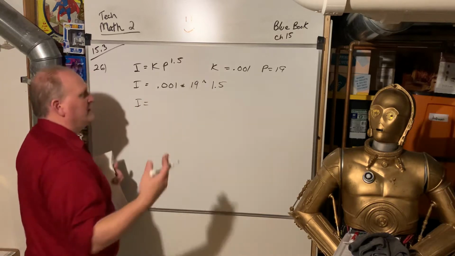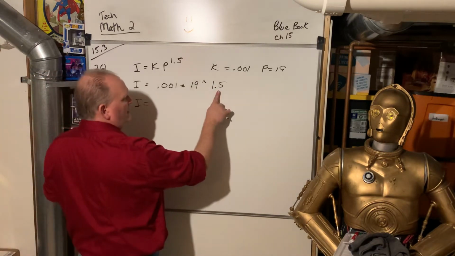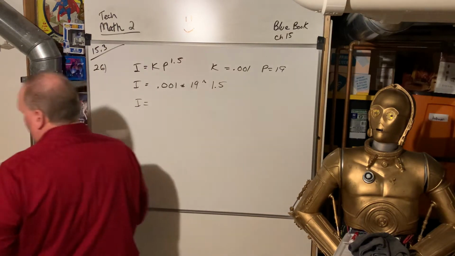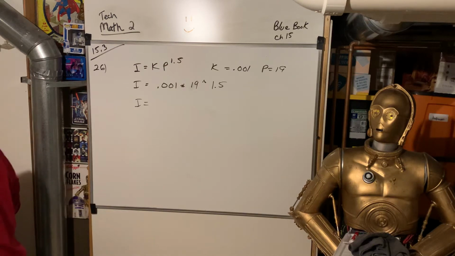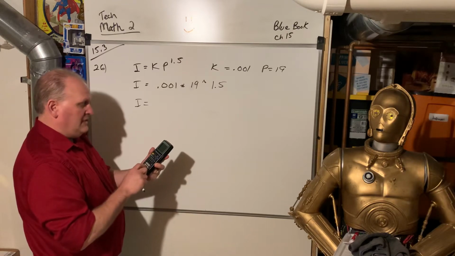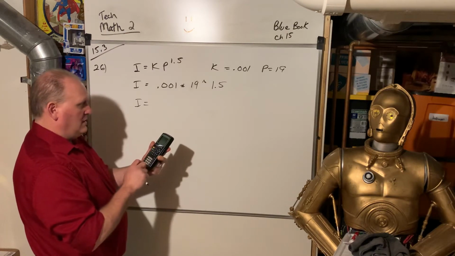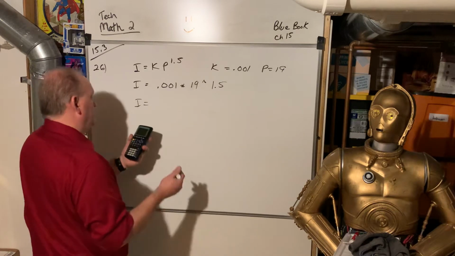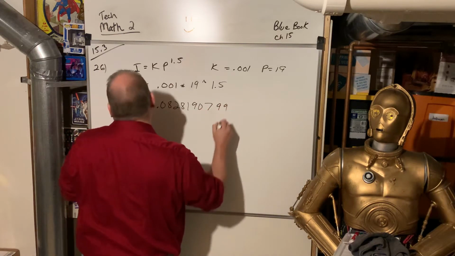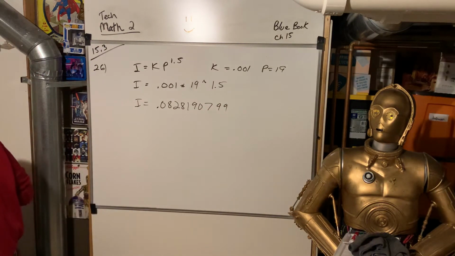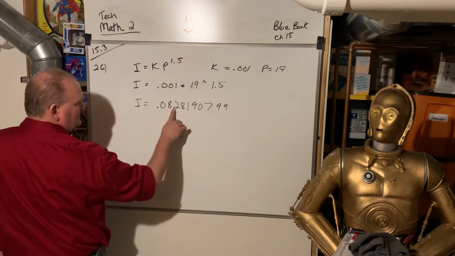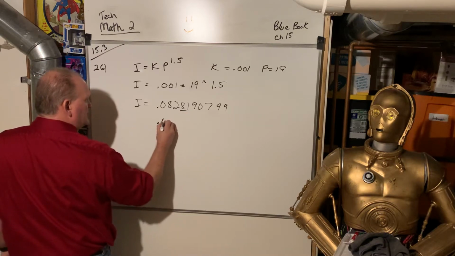If you wanted to do order of operations, you would do 19 to the 1.5 power first and hit enter, and then multiply by 0.001. But your calculator can handle order of operations, so you can just type in 0.001 times 19 to the 1.5 power. And then hit enter. And that is 0.0828190799. And they don't want that many places. They just want it to 10 thousandths. So tenths, hundredths, thousandths, 10 thousandths is right there, 0.0828.